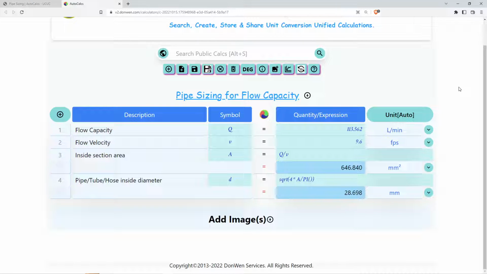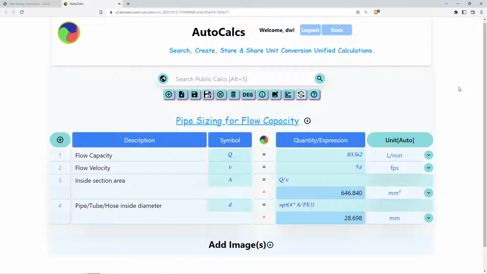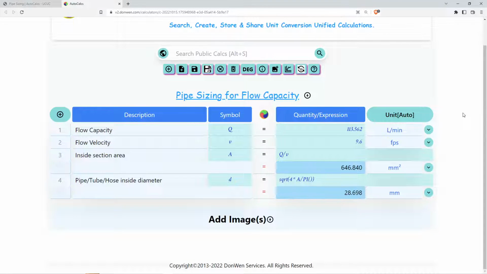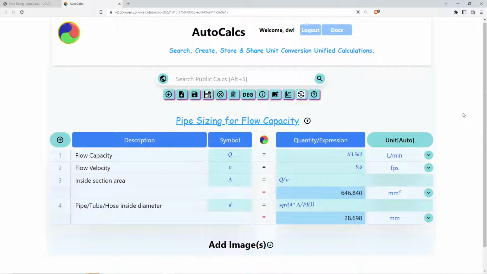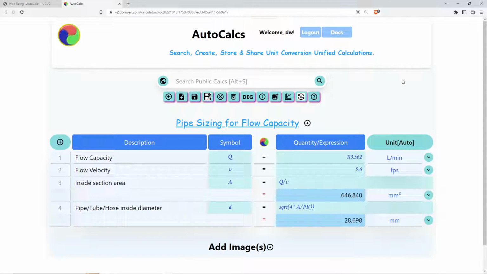So that's an example showing you how to get rid of the magic number when we do calculations. Hope you like it.